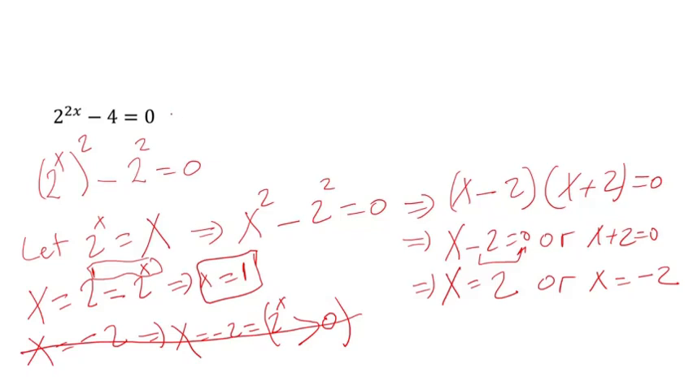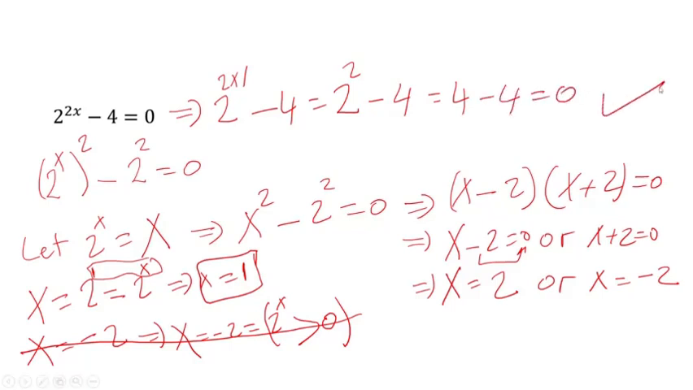So now let me go back and check. Whenever I see x, I replace it with 1. 2 to the power of 2 times 1 is just 2 to the power of 2, minus 4. 2 to the power of 2 is 4, minus 4 is equal to 0.